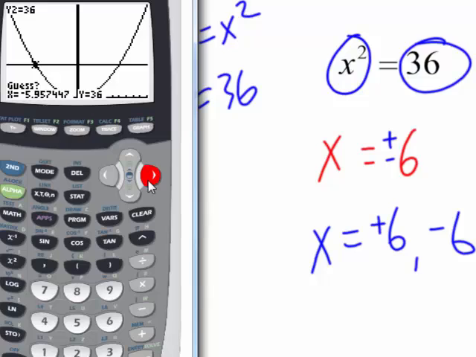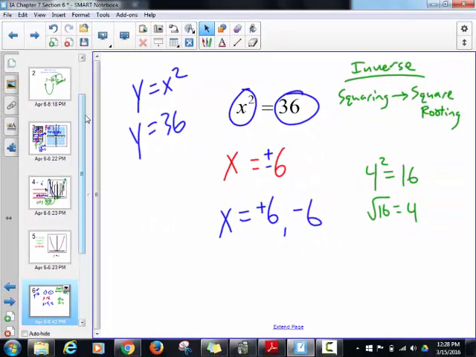Just when you make your guess, make sure you take your guess more towards that point. Otherwise, it'll pick the other point of intersection. There we go. So 6 as well. So x would be 6 and negative 6.